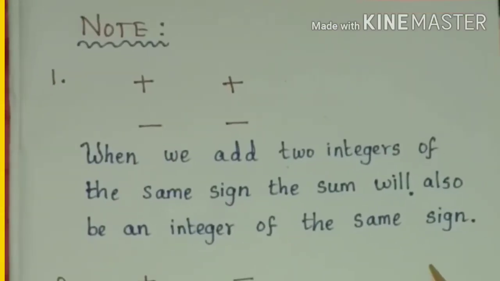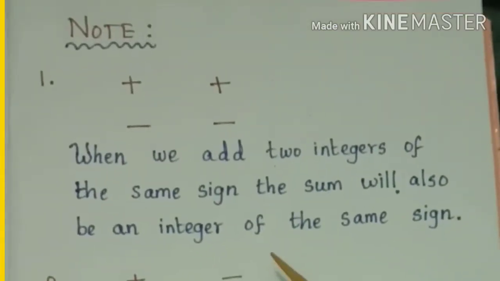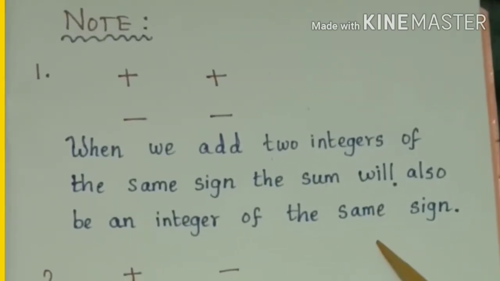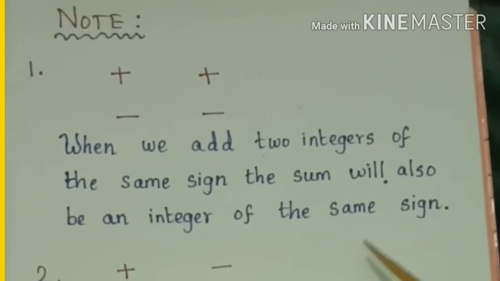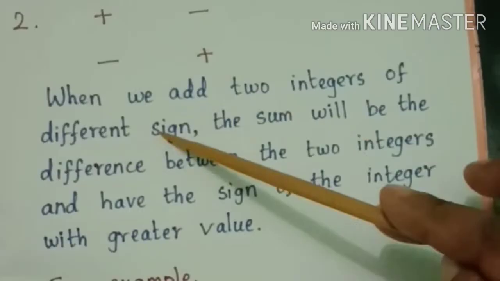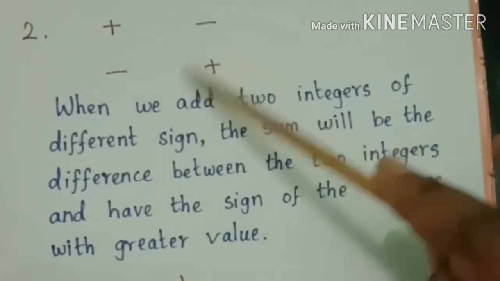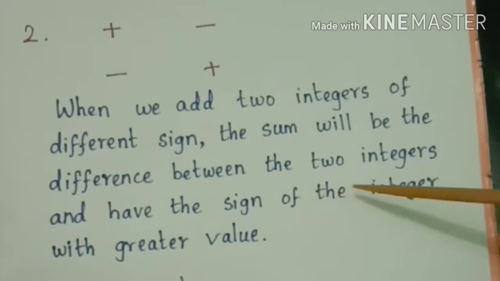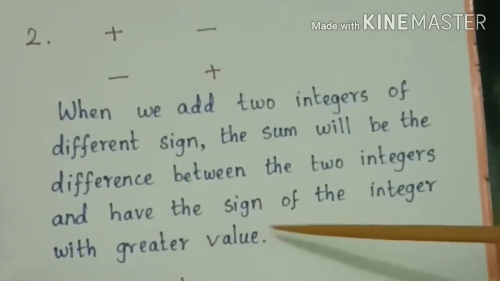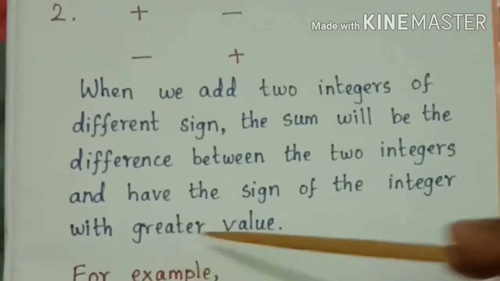Let's see some important notes. First one, when we add two integers of the same sign, the sum will also be an integer of the same sign. The second note is, when we add two integers of different sign, the sum will be the difference between the two integers and have the sign of the integer with greater value.